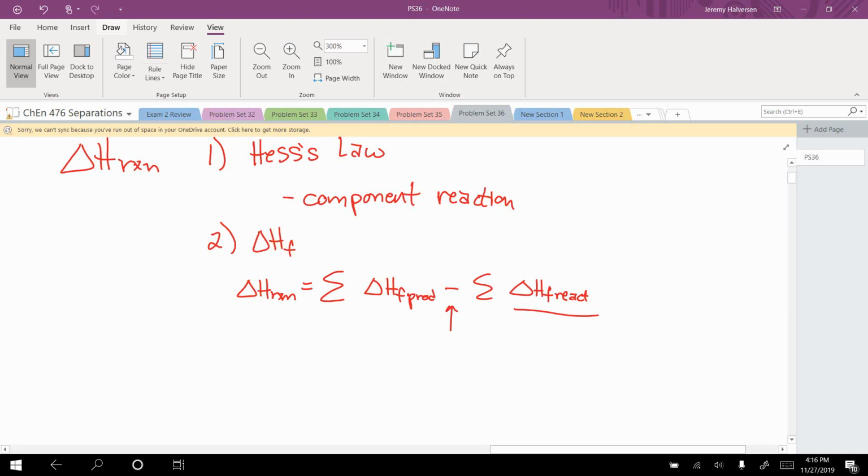So pretty much what I'm doing, when I'm using delta H formation, is pretending that I'm taking all of my reactants and unforming them, splitting them into elements, and then taking those elements and reforming my products. So I'm going to use the delta H formation of my products, the negative delta H formation of my reactants, and since delta H's of formation are in kilojoules per mole, I'm going to multiply each of these by n. You're going to see what this looks like as we do some examples.